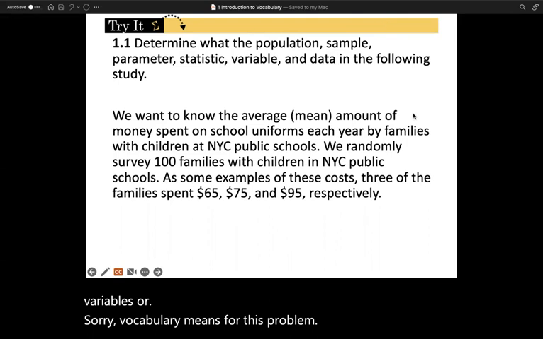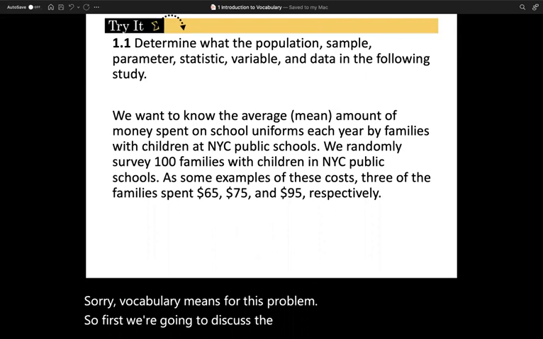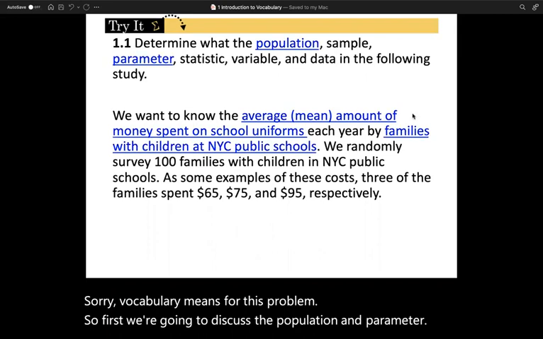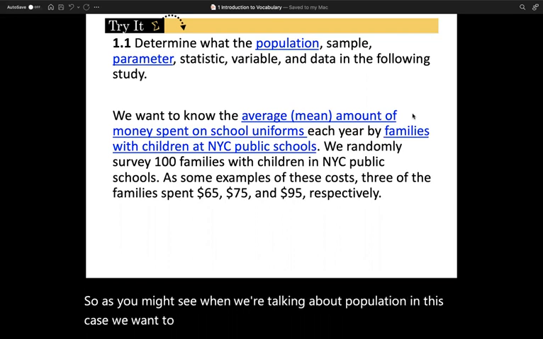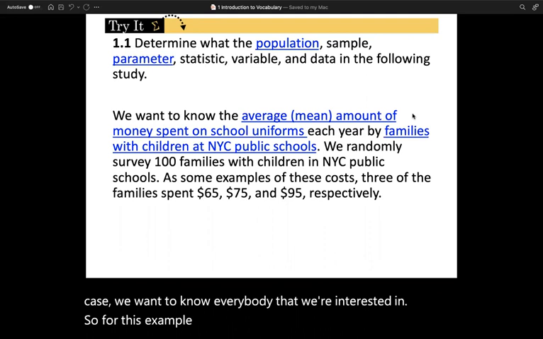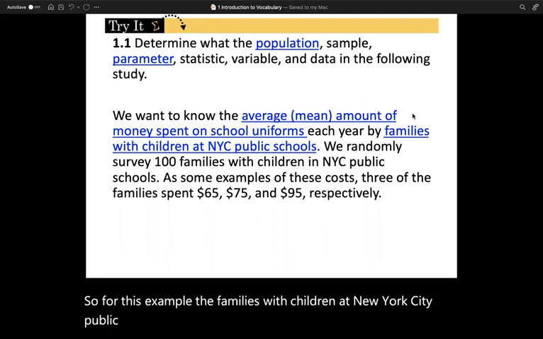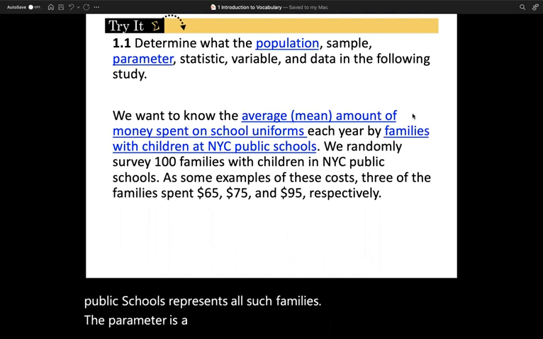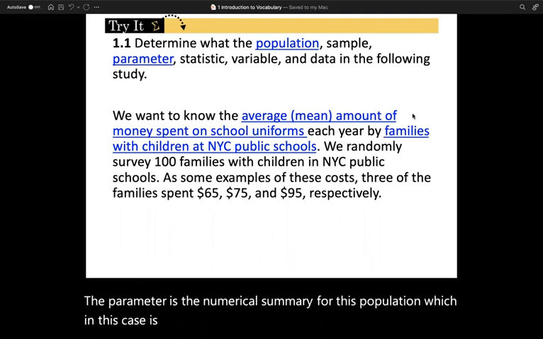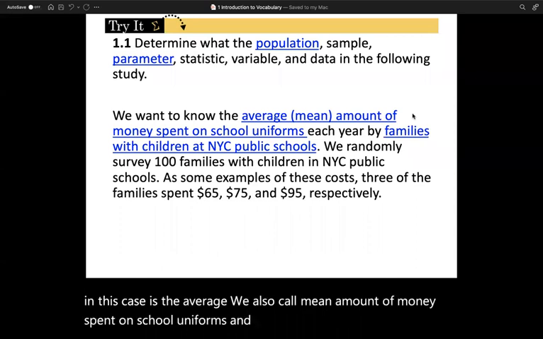Okay, so first we're going to discuss the population and parameter. When we're talking about population, in this case, we want to know everybody that we're interested in. So for this example, the families with children at New York City Public Schools represents all such families. The parameter is a numerical summary for this population, which in this case is the average, we also call mean, amount of money spent on school uniforms. And that's what we're going to be interested in.